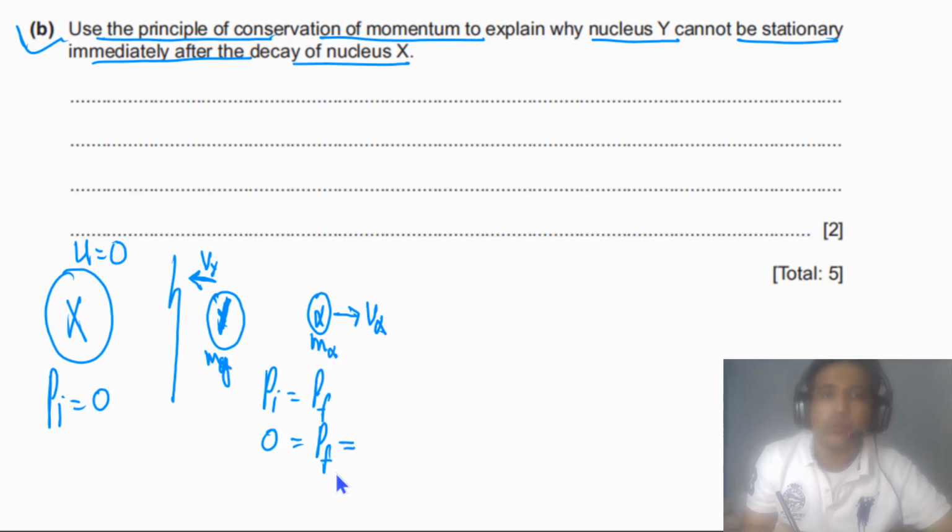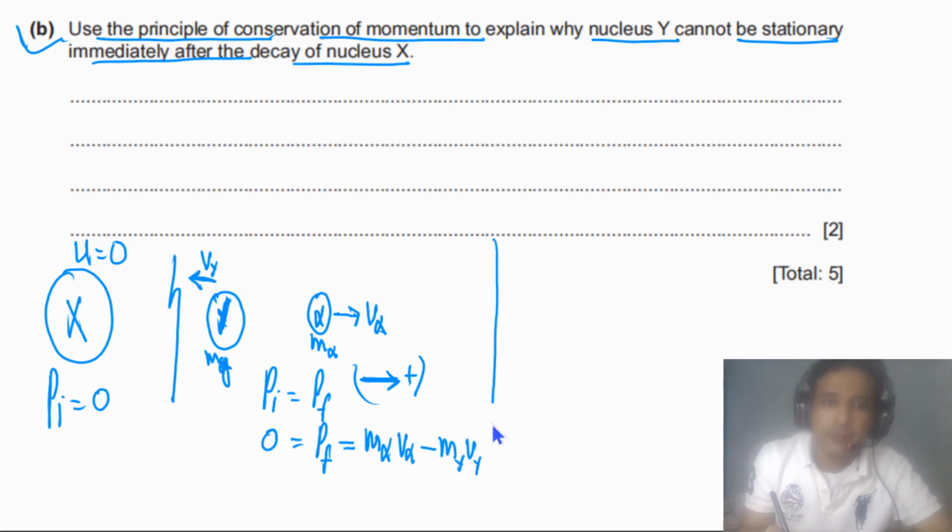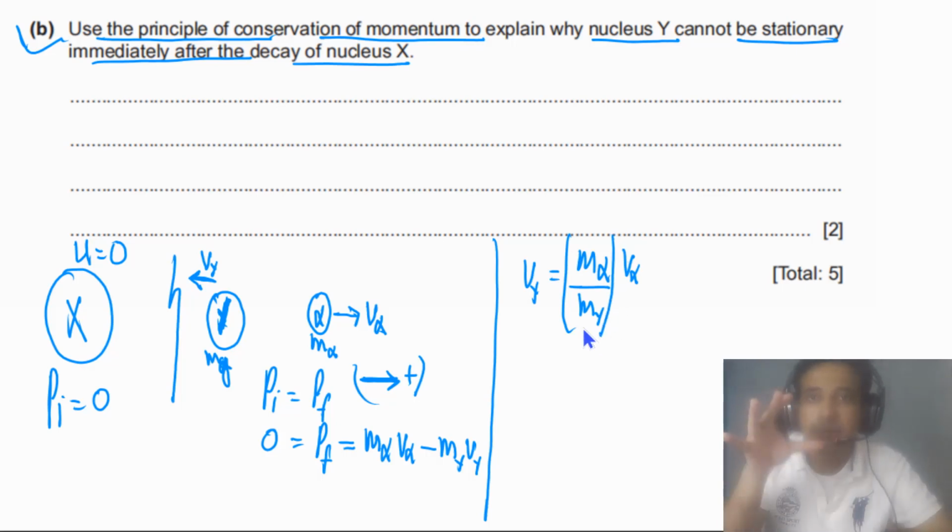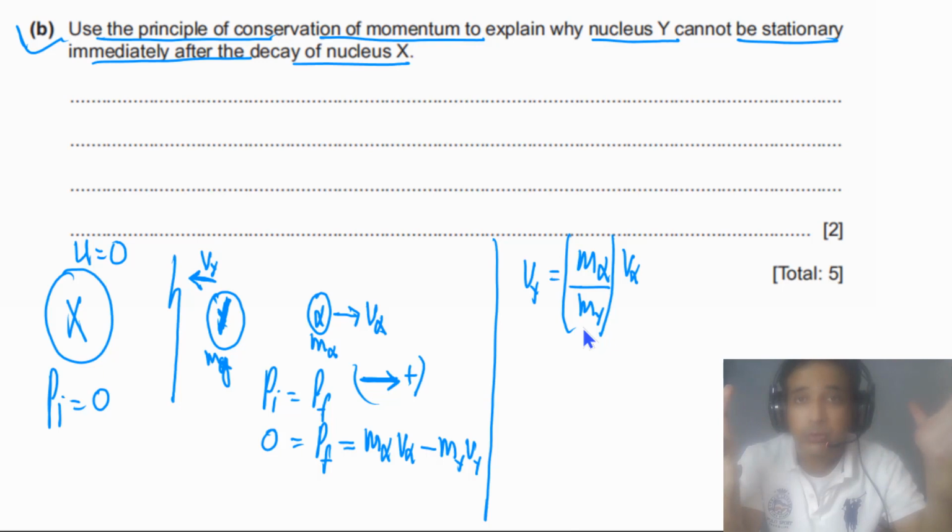We have to take one direction as positive. In this case we are taking to the right as positive. So we have the momentum of the alpha particle, and this momentum has to be negative. So here we have my and here we have Vy. If we solve this for Vy, we get Vy is equal to m alpha times V alpha divided by my. As Vy is positive, it means that our assumption is correct. So Y has to move to the left.